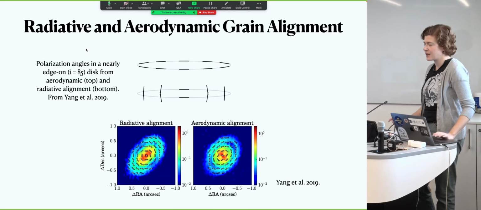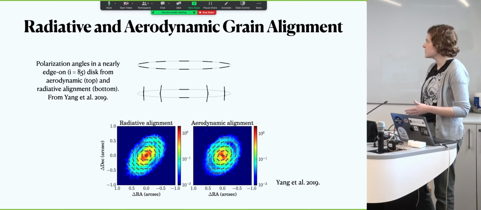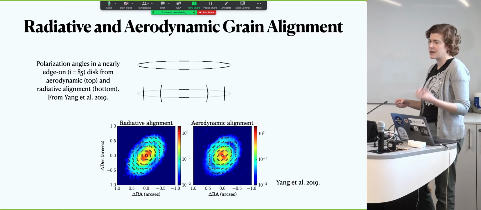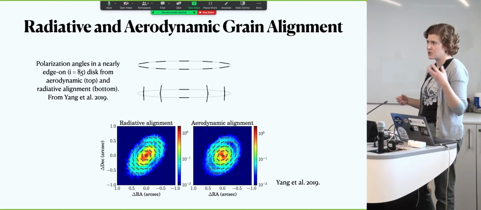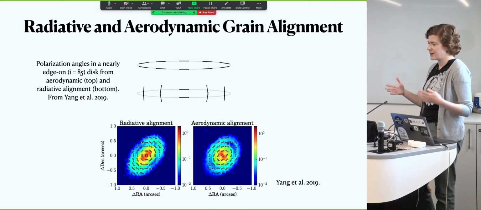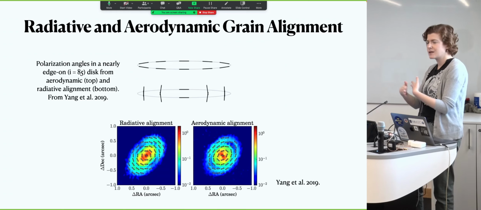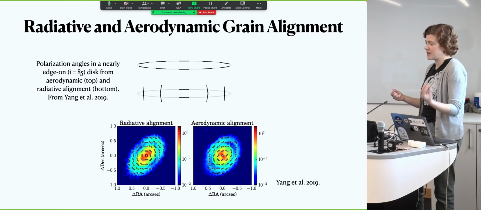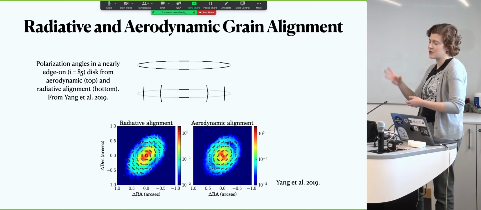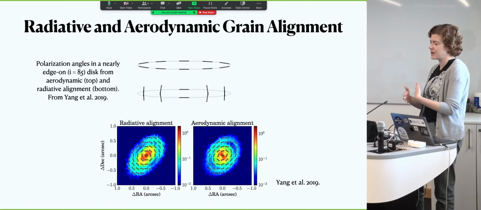So two forms of grain alignment that have been looked into are radiative and aerodynamic alignment. In the case of radiative alignment, it's kind of a similar mechanism to the alignment of dust grains to a magnetic field, except instead of the magnetic field, dust grains are aligning to the radiation anisotropy in the disk. In the case of aerodynamic alignment, you've got elongated dust grains that are experiencing a headwind from the gas because the dust is orbiting at Keplerian velocities, whereas the gas, which has pressure support, is orbiting at sub-Keplerian velocities.